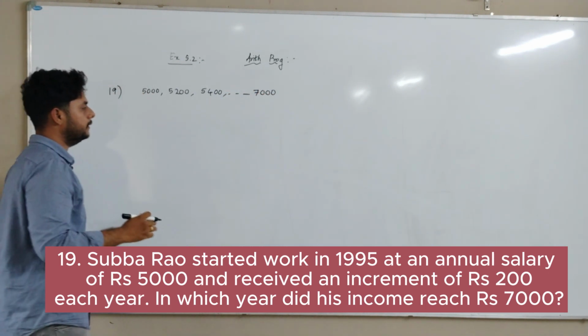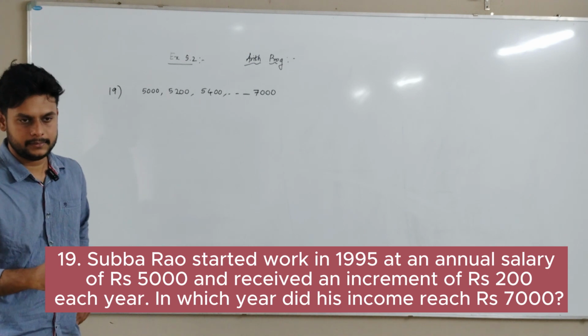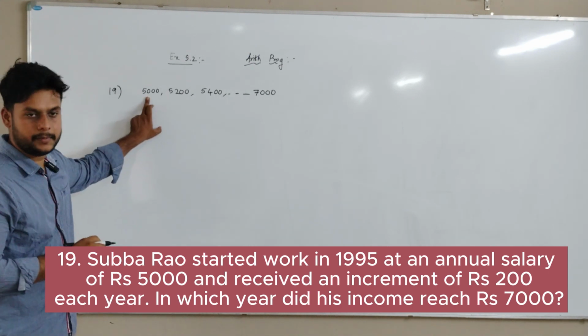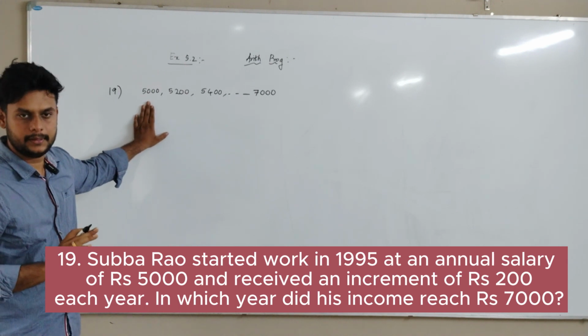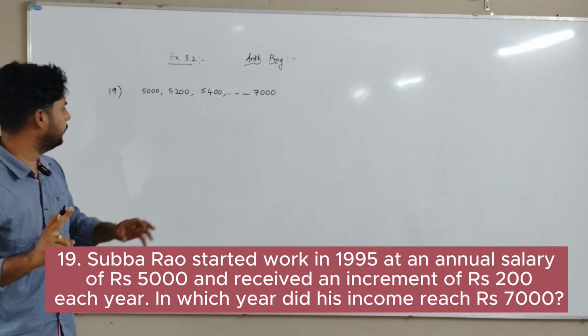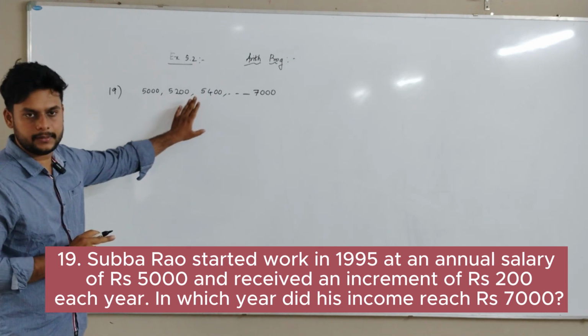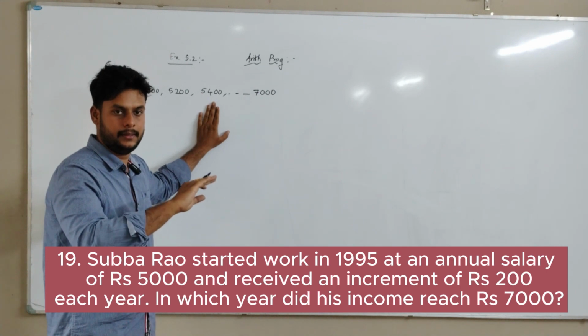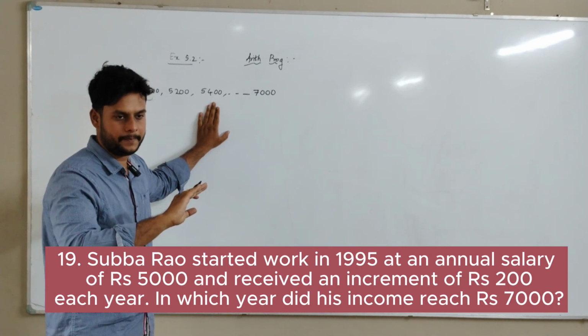So Subha Rao started working from where? 1995. So the 1995 salary was how much? 5,000 rupees. Then they started incrementing by 200 rupees. So first it is 5,000, then 5,200, then 5,400. Constantly it is increasing. Getting or not? So it forms an AP.